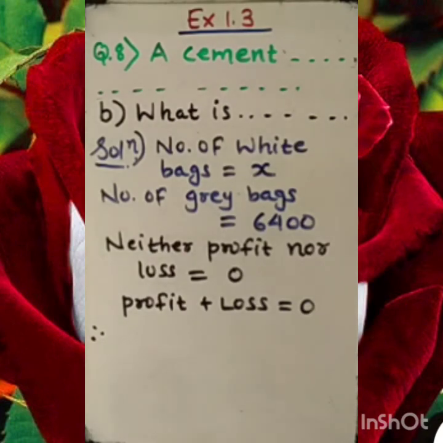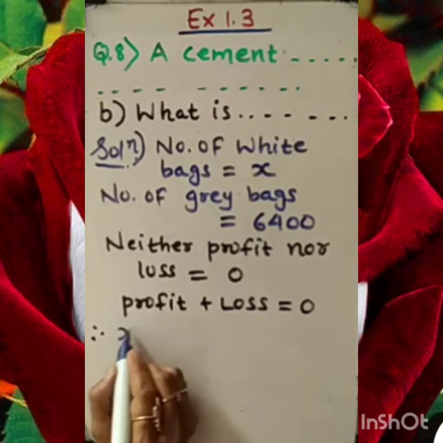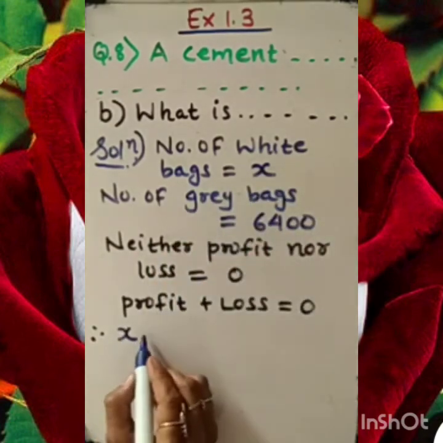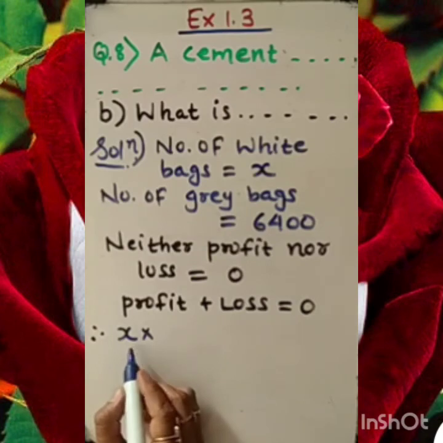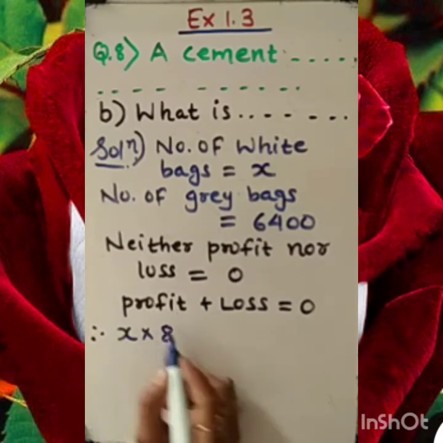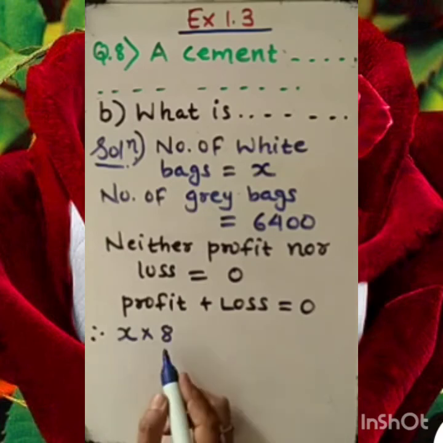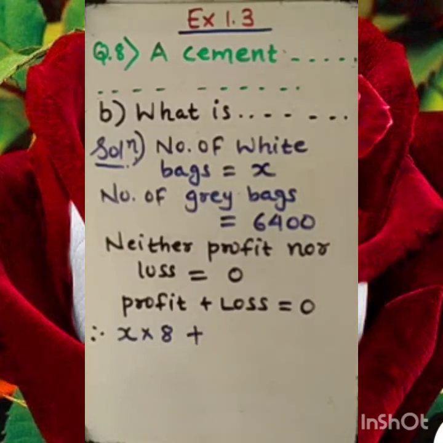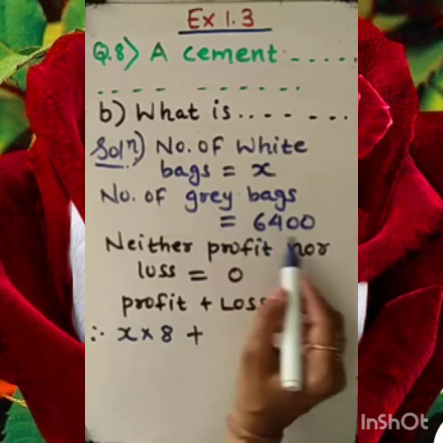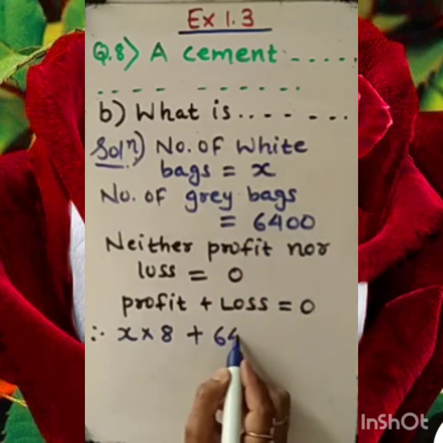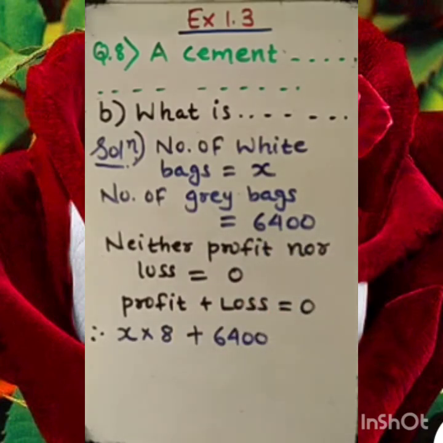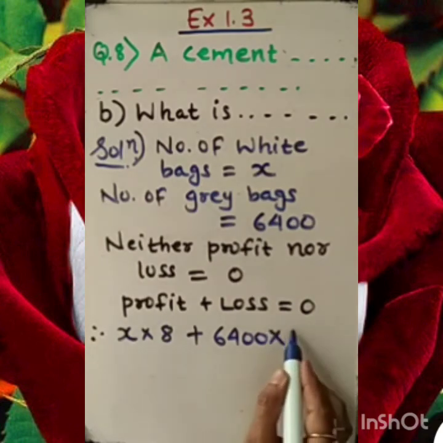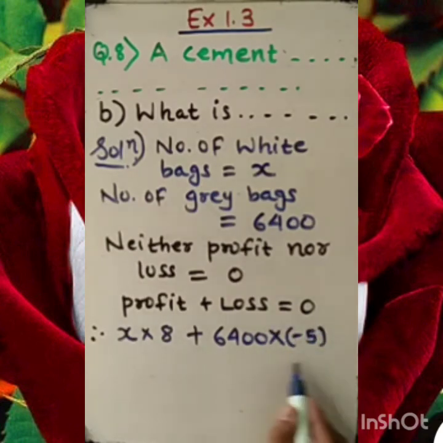For the x number of white bags, which we are not given, the profit is rupees 8 per bag. So x into 8, plus the number of grey bags, which is 6,400, and on each bag we have a loss of 5 rupees. According to the question, it is a loss of 5 rupees, so here it will be minus 5. That will be equal to 0.